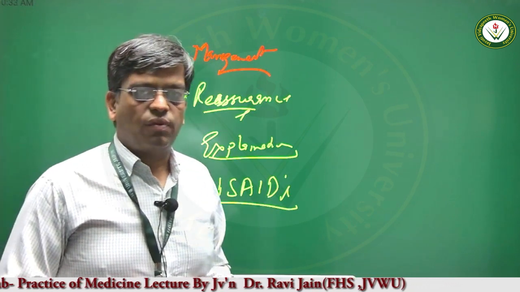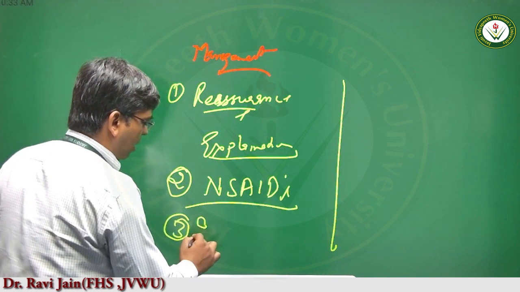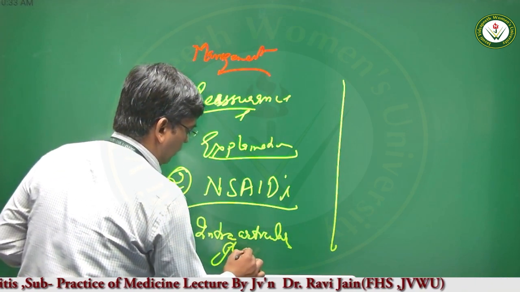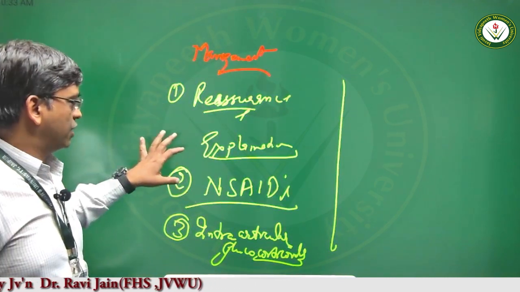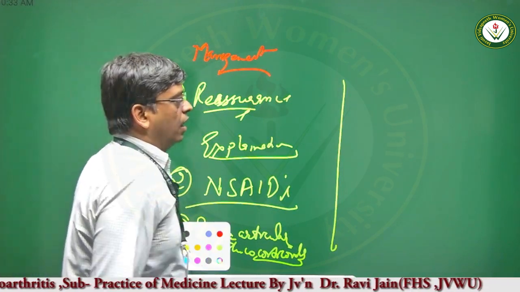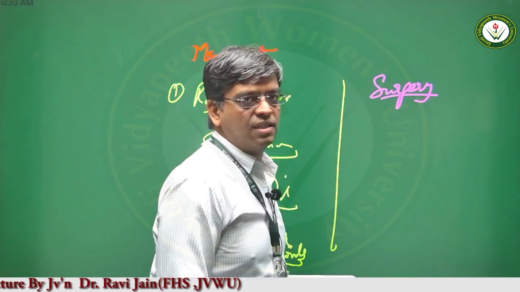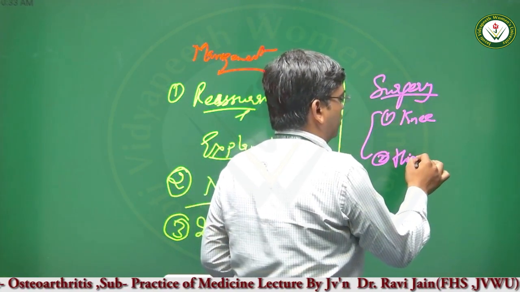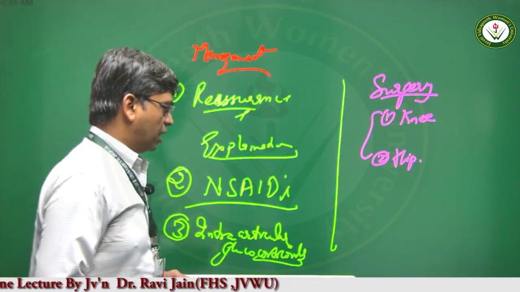And in the advanced stage, when we cannot do anything, many times intra-articular glucocorticoids are also given. So reassurance and explanation about the disease condition, NSAIDs and intra-articular glucocorticoids can be given. In much more severe conditions, surgery is advised. The most common surgeries these days in osteoarthritis are knee replacement surgery and hip replacement surgery. These two surgeries are very common because of the advancing age.